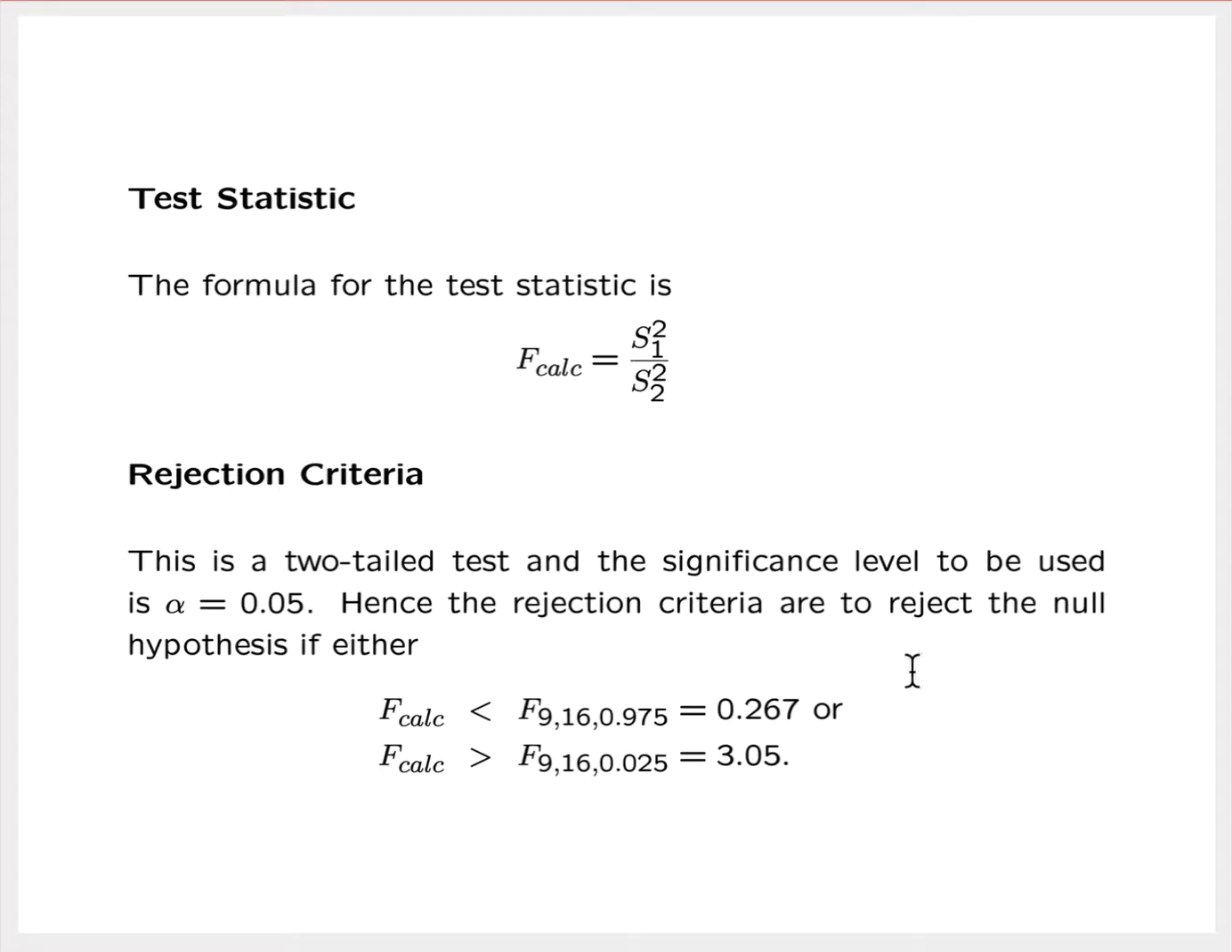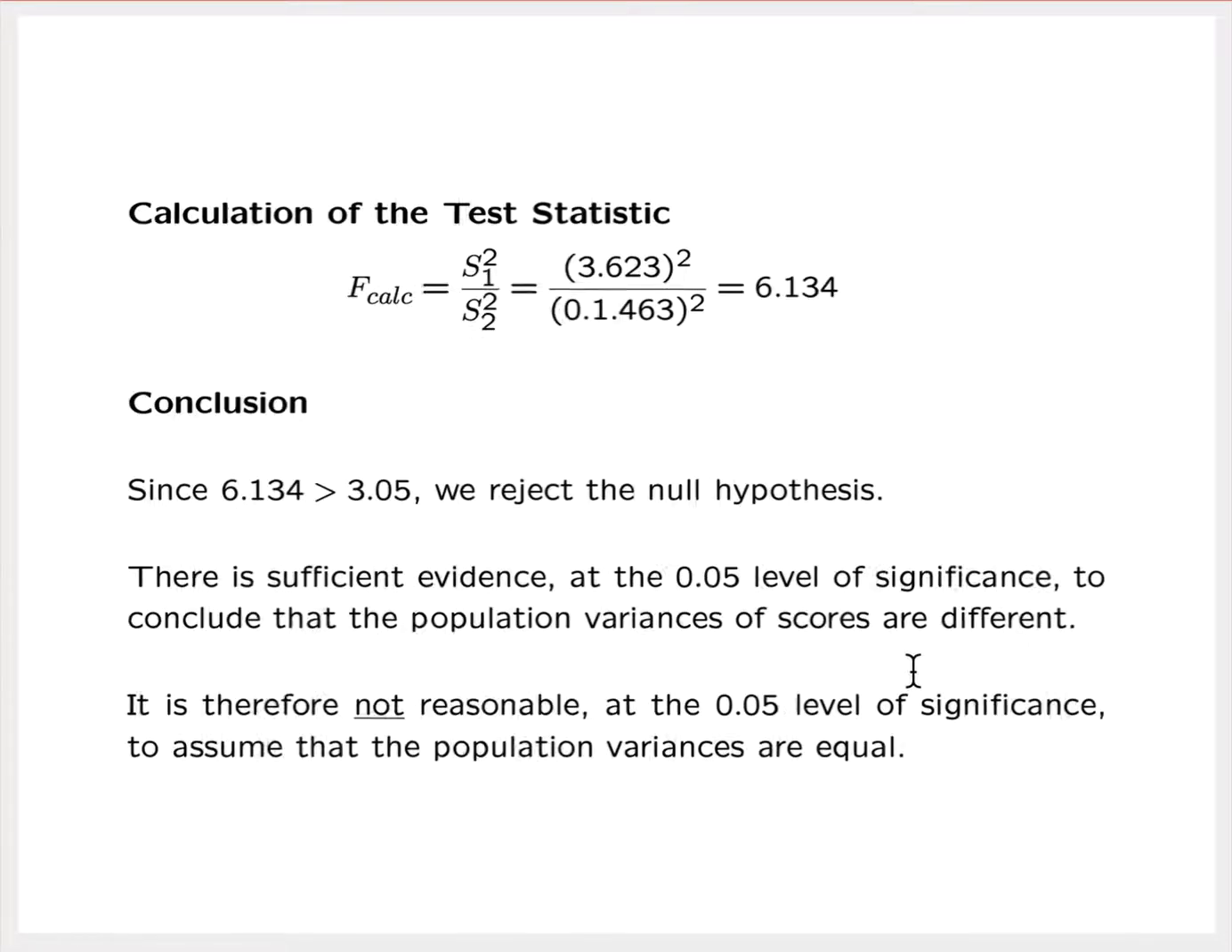And so the rejection criteria would be to reject the null hypothesis if the test statistic F-calc is either less than 0.267 or if it's greater than 3.05. And we see here that, and I have a typo here, but this should be 0.1463 inside here. And so we see here that the ratio of the sample variances is 6.134. And because that is greater than 3.05, we would reject the null hypothesis.